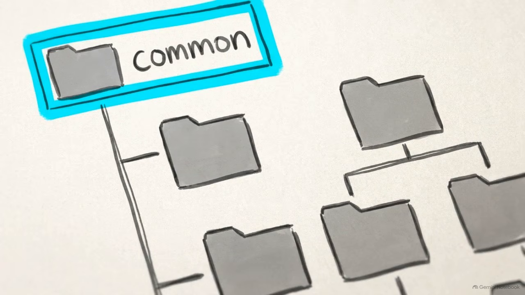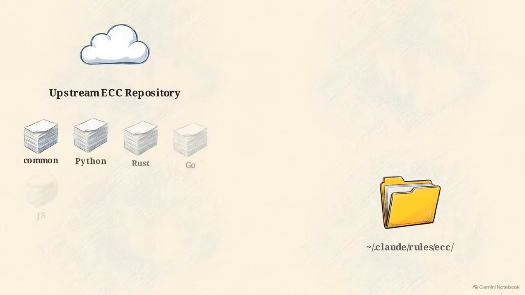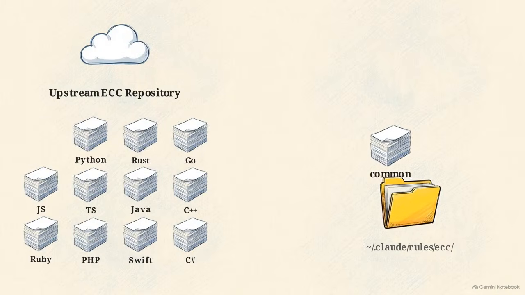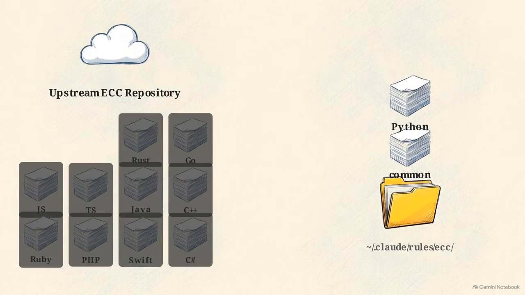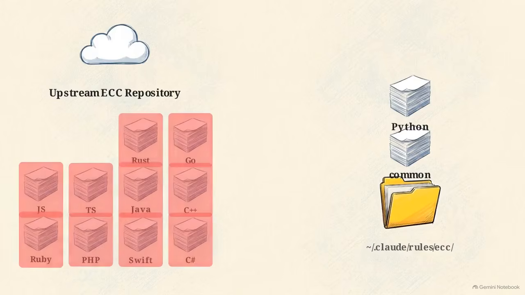Copy over the baseline common rules folder first. This specific pack governs the foundational behaviors of the AI, including how it handles general tool calls and system operations. Look at this directory tree. We copy only the language rules required for our stack. Notice the Python node moves into our target folder, leaving the rest.